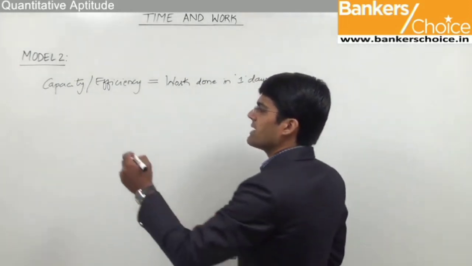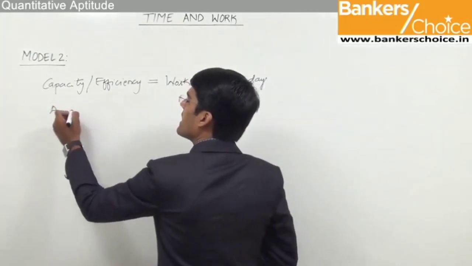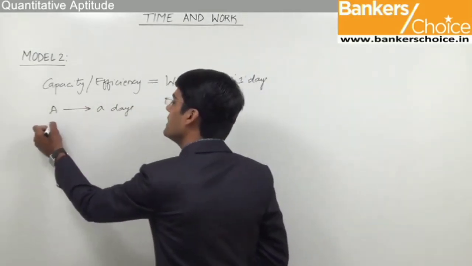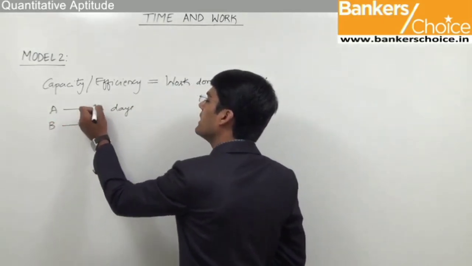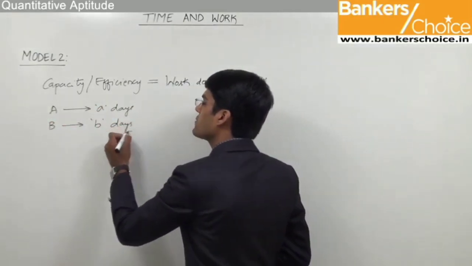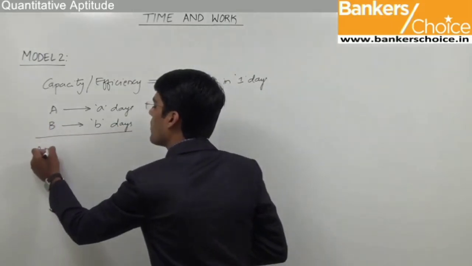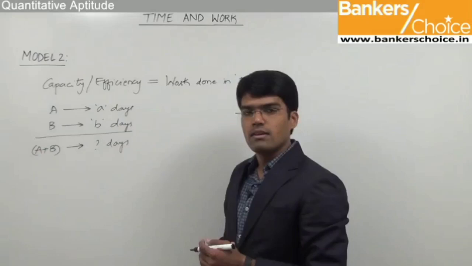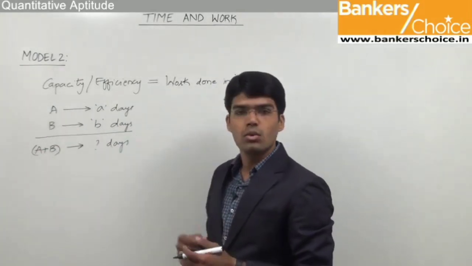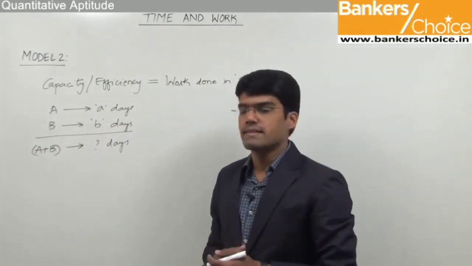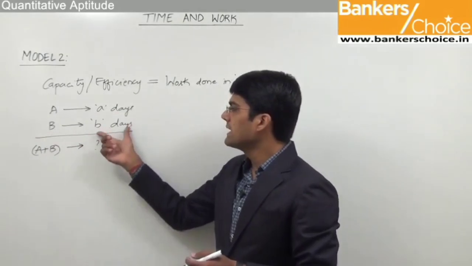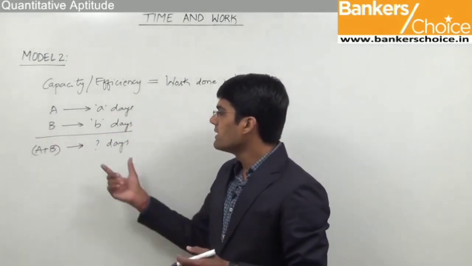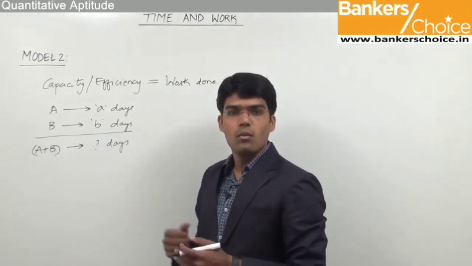For example, let us assume that a person A can do a piece of work in A days and another person B can do the same piece of work in B days. And we are supposed to find out how much time will be required to do the work if A and B work together. So as you can see here, when A works alone, he can finish the total work in A days. When B works alone, he can finish the same work in B days. And now we are required to find out the number of days when A and B work together.